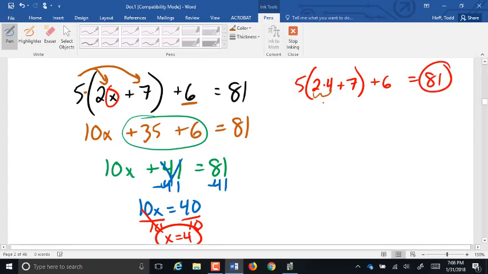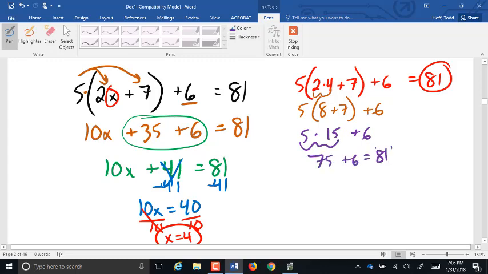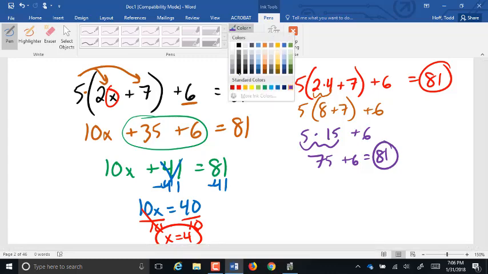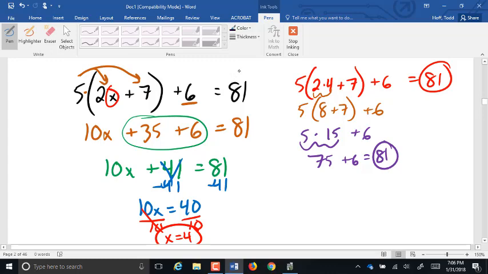2 times 4 is 8. 8 plus 7 is 15. 5 times 15 is 75. Plus 6 is 81. So we get the same value. Any questions? Okay.